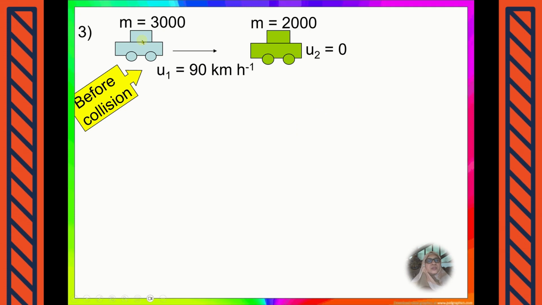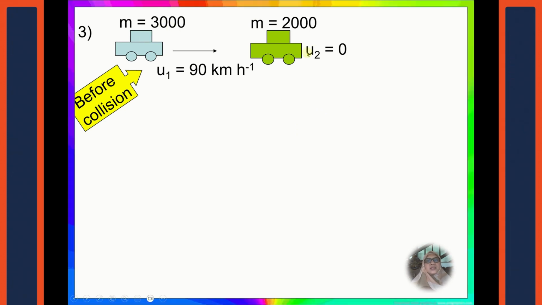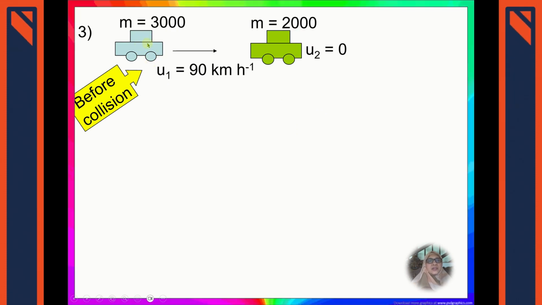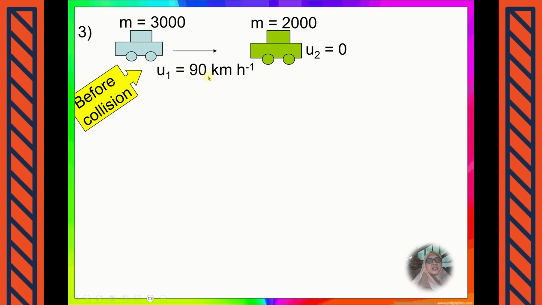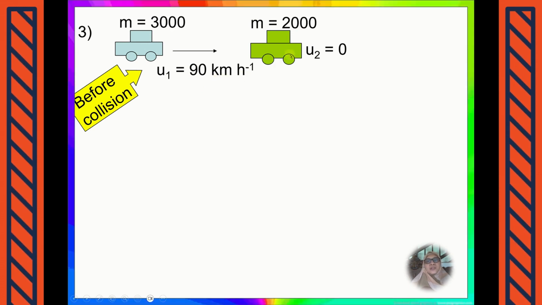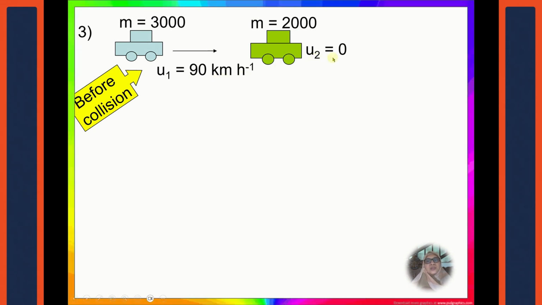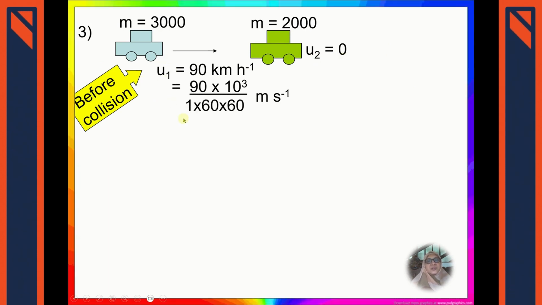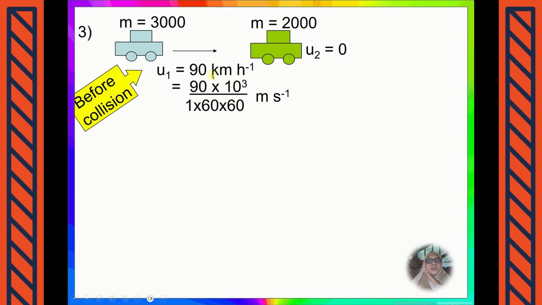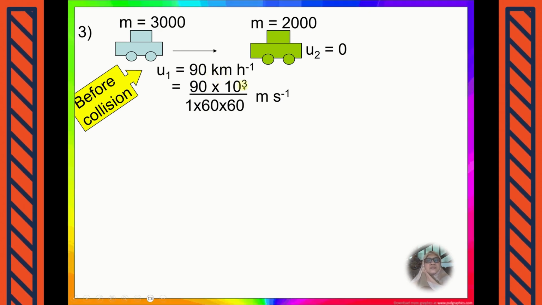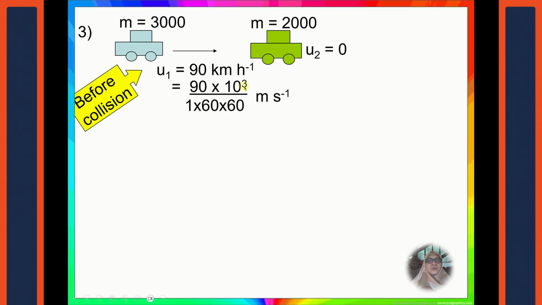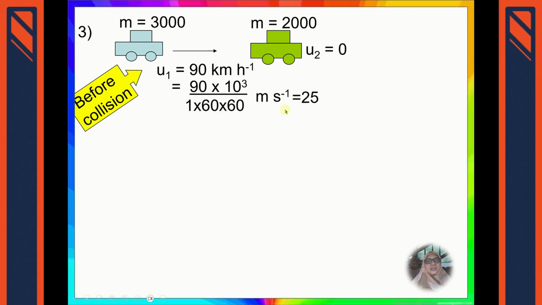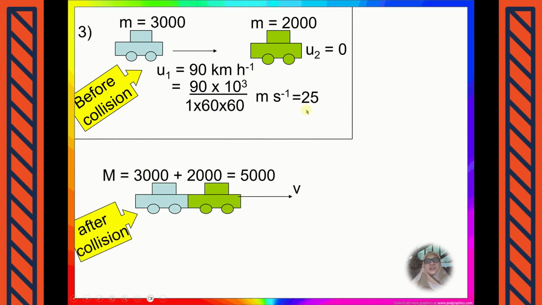So imagine this is the car with mass 3,000, and another car with mass 2,000. The speed of this car, let's name it U1, is 90 km per hour. The other car is stationary, so U2 equals 0. This is before collision. We convert to meter per second: 90 km times 10 to the power of 3 to convert to meter, and 1 hour converts to 1 times 60 times 60 seconds, so we get 25 meter per second.